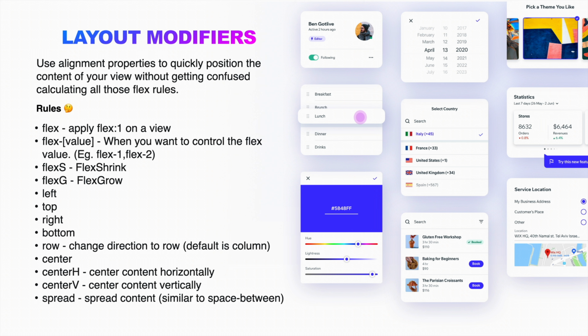We can also add other modifiers like left, top, right, bottom, row. Basically row is used to change the direction to row, and by default it is column in React Native, or also in the UILib. Center is used to center the items, and center h is like center content horizontally, and center v is center content vertically. And spread is like space between, and it does spread the content around the corners.